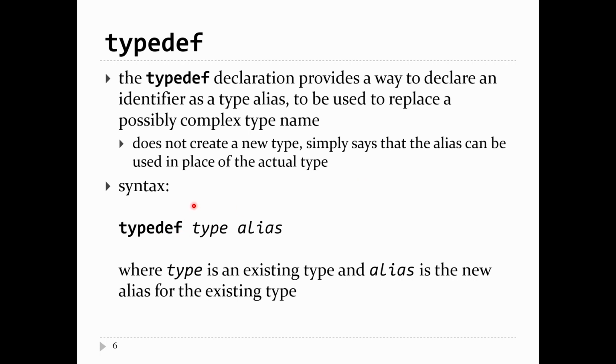So the syntax is typedef type, whatever type you want to give a new name to, and then alias, and then there's a semicolon at the end, which is missing. So alias is going to be your hopefully shortened or easy to remember name. Type is an existing type. Alias is the new alias for the existing type.